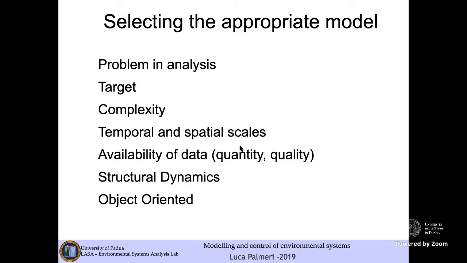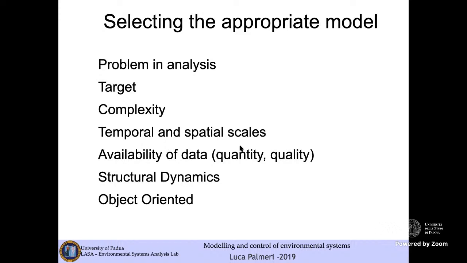But also the selection of temporal and spatial scales will be one of the guidelines that will help me in selecting an appropriate model. In particular, it will, for example, guide me in deciding if I want to employ a distributed parameter or an aggregated parameter model. So this is the definition of the temporal and spatial scales of my system that will help me in selecting the modeling approach.